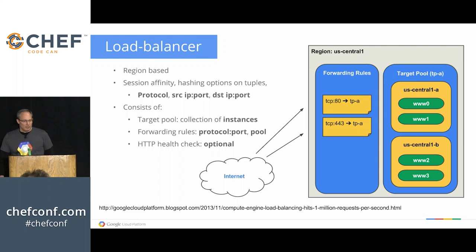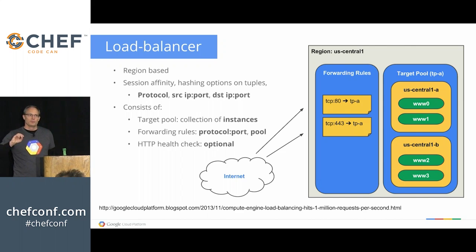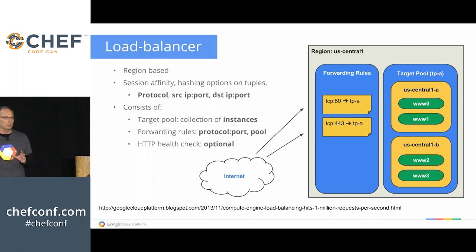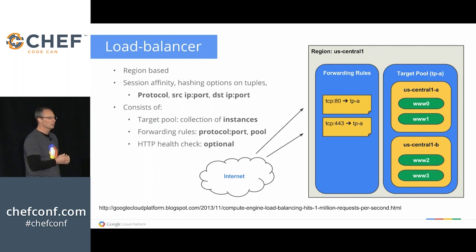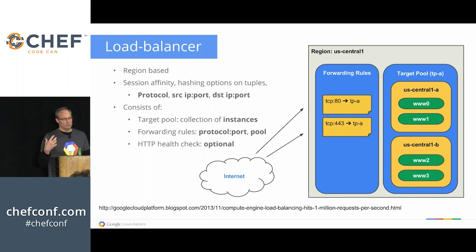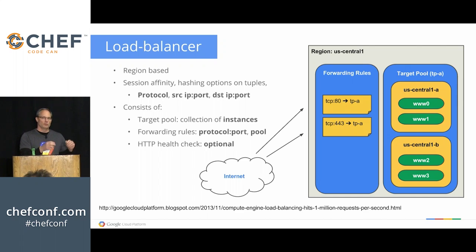Load balancer, region-based. If you think of it this way, we have three resources that describe a load balancer. One of them is what we call a target pool, and that's a collection of the instances that you want to distribute your traffic across. The other one is a forwarding rule. The forwarding rule says, for this protocol and these ports, I want to forward that traffic over to this target pool, which is your collection of instances.